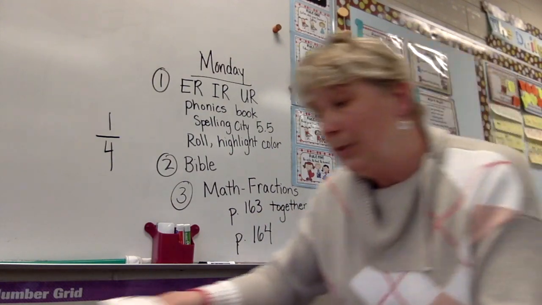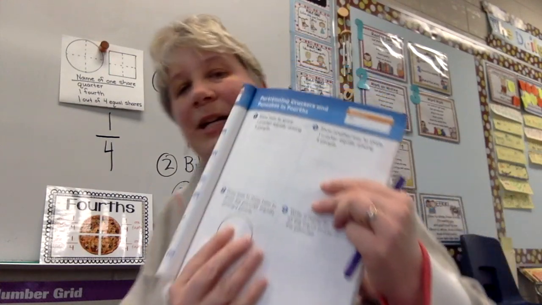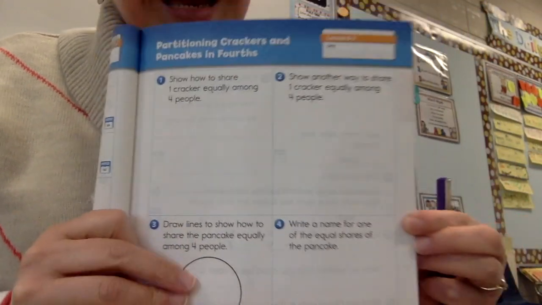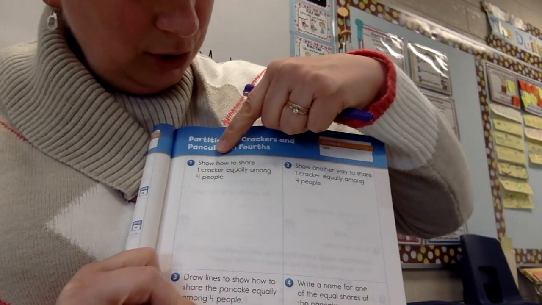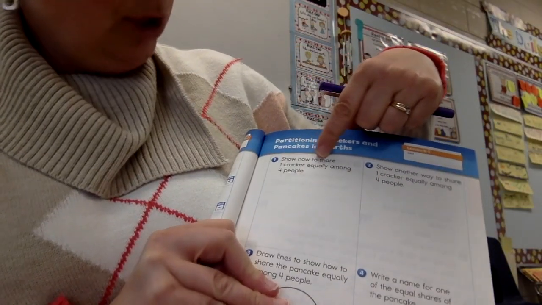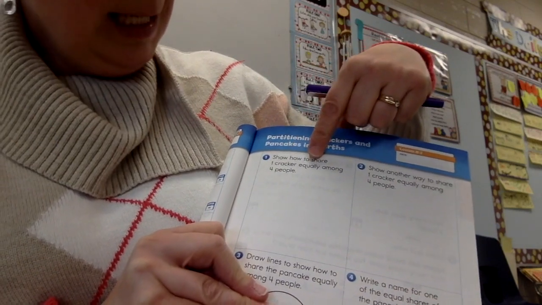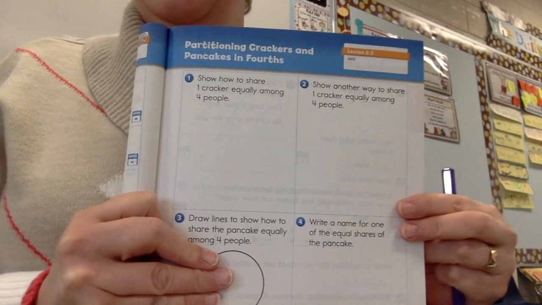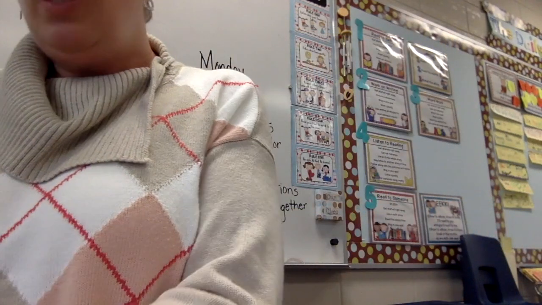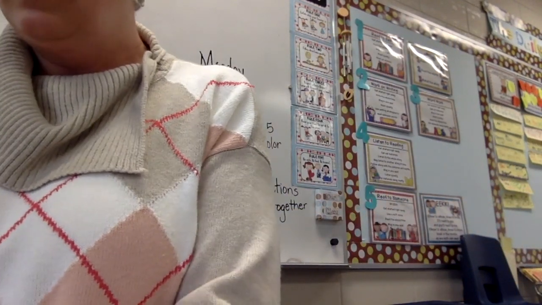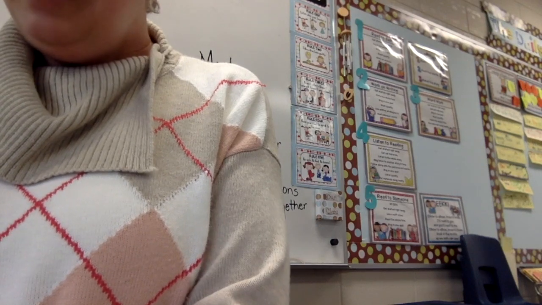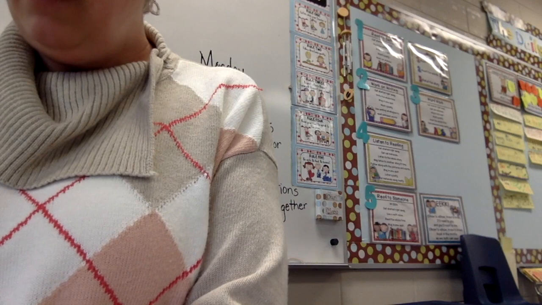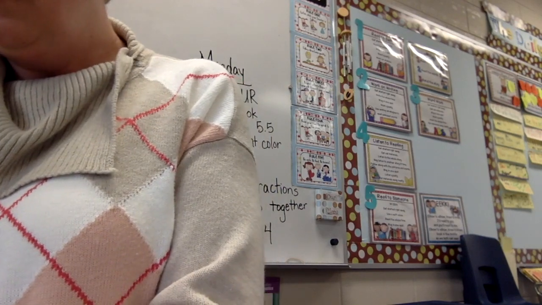Well, we are going to work on page 163 together in our workbook. So go grab your workbook. This is the page that we're going to do, page 163. Now, on number 1, they say show how to share 1 cracker equally among 4 people. So a cracker is a square or a rectangle. So go ahead and draw a square or rectangle. And then show me, how would you divide that equally among 4 people?